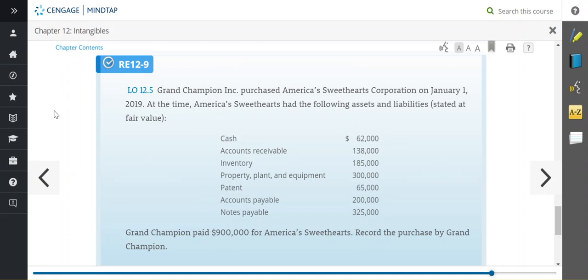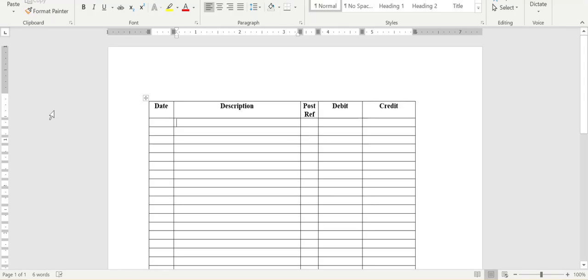And at that time, America's Sweethearts had the following assets and liabilities stated at fair value. And then they tell us that they paid $900,000 for America's Sweethearts. So goodwill is the difference between the net assets of the company that we're acquiring, which are their assets minus their liabilities, and the price that we are paying. So on January 1st, we're going to record what we are acquiring.